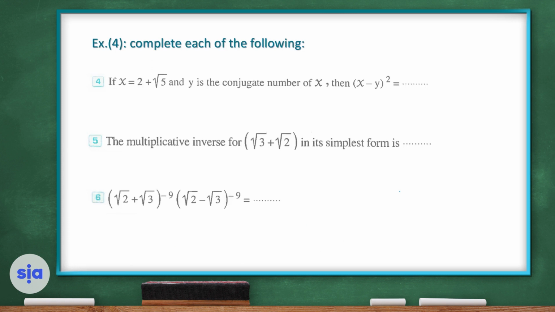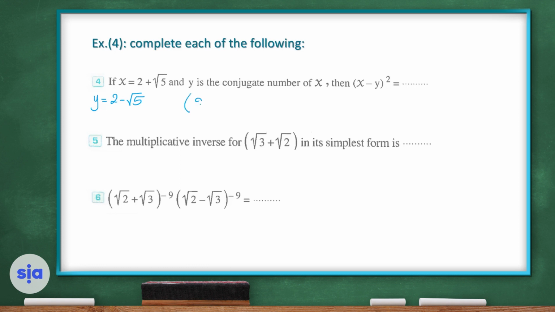Question 4. If x equals 2 plus root 5 and y is the conjugate of x, then what is x minus y all squared? As long as y is the conjugate of x, then y equals 2 minus root 5.